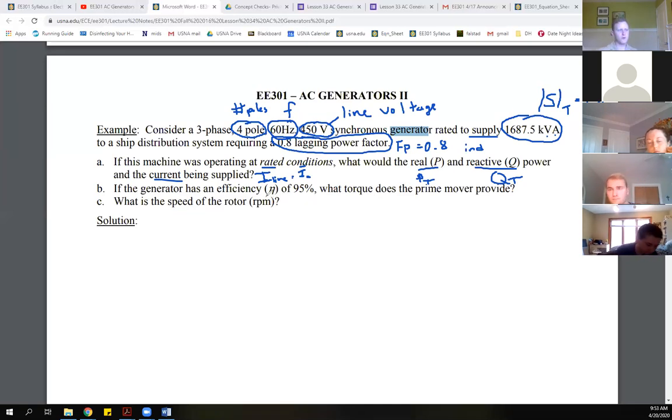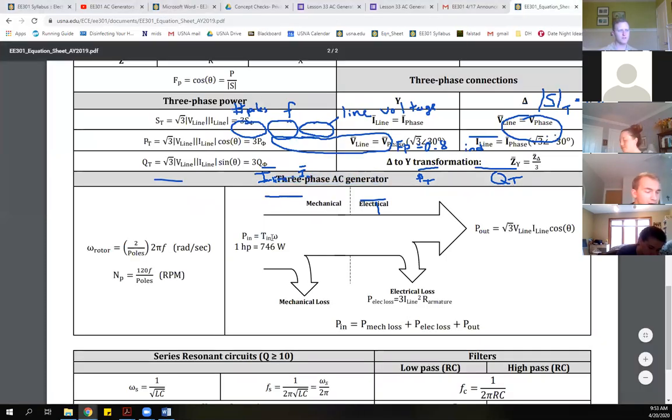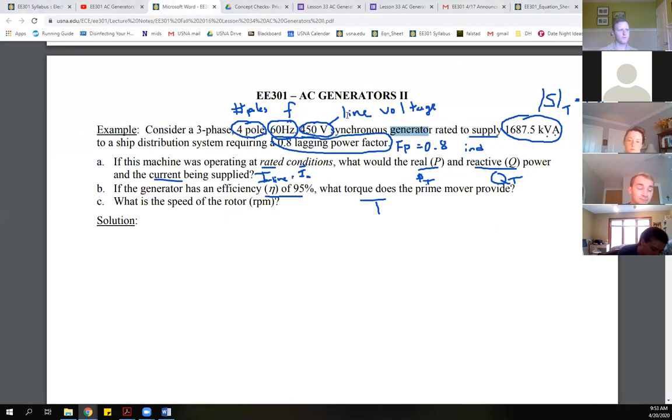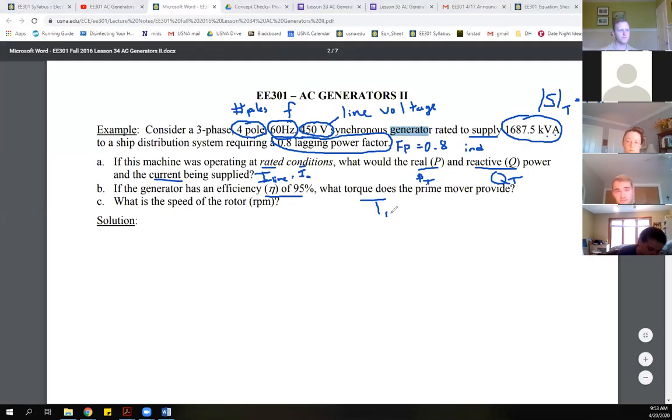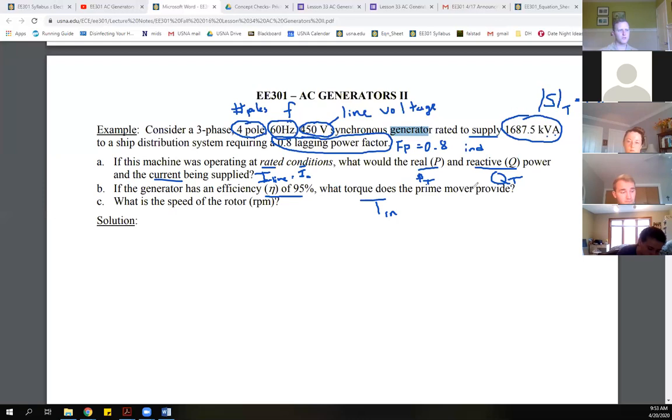The next one is, if we were given an efficiency, then what torque? That's T, torque. If we look at the equation sheet, where is torque on it? It's only in one spot, torque in. That's the only torque inside of these generator problems. So in this one, we're going to find the T in, right? So what torque does the prime mover provide? Prime mover being whatever's making it spin: the hydroelectric dam, the wind turbine, the gas engine.